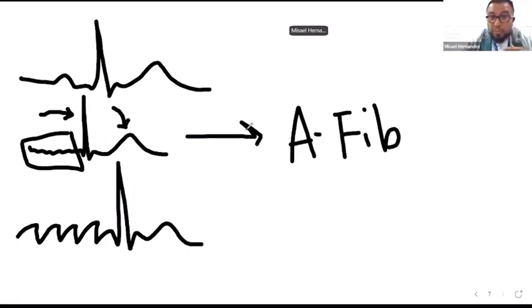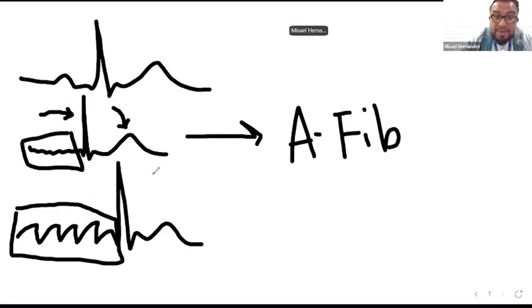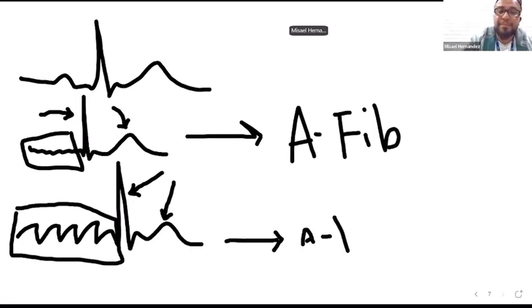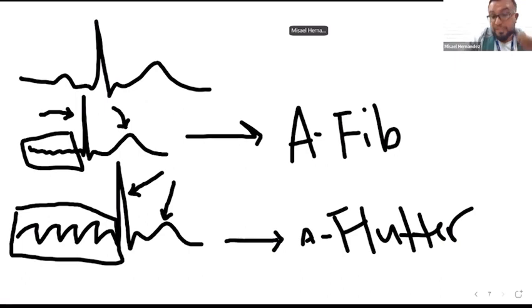Again, what do we see? What do we not see? I see something weird here, but I could still definitely see the QRS and I can still see the T wave. So that means the QRS and T wave are fine. That means the ventricles are doing just fine. This is an atrial issue, and we call this atrial flutter. Okay, so what you've got to do is just memorize what the rhythms are.